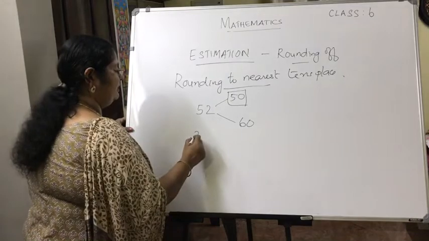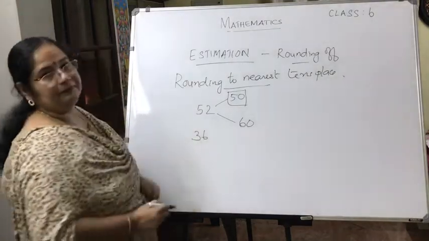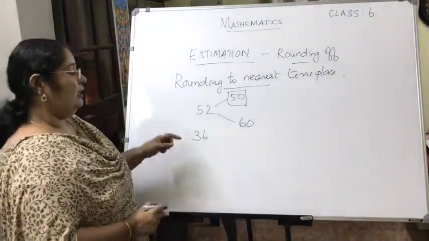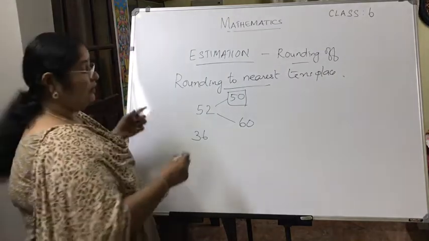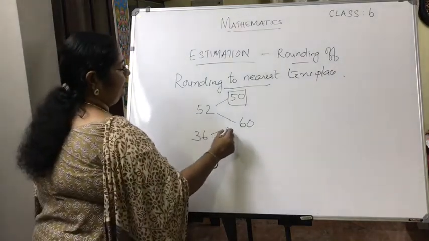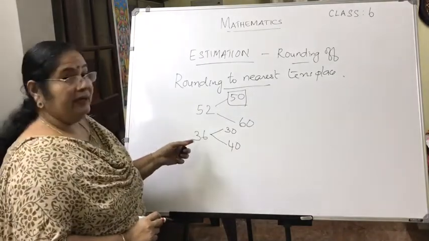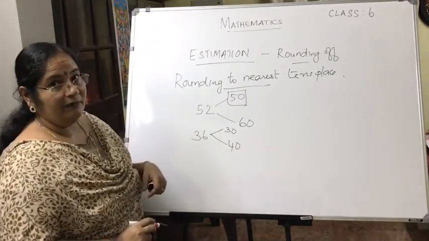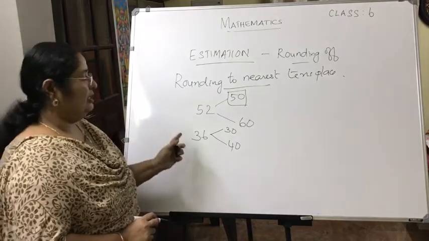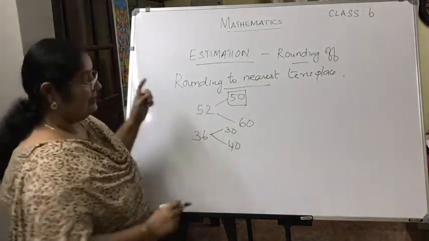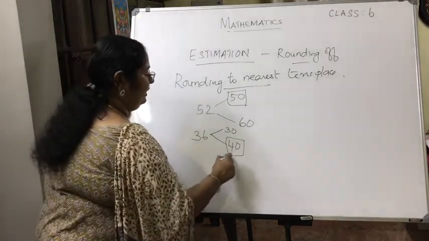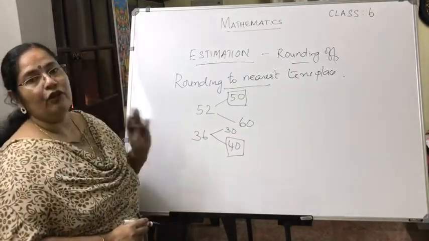Suppose you have say 36. Let us take another example. Now 36 lies between which two multiples of 10? 30 and 40. 36 will be nearer to which one? 40. So 36, if you are asked to round it to the nearest tens place, you will be rounding it and writing it as 40.